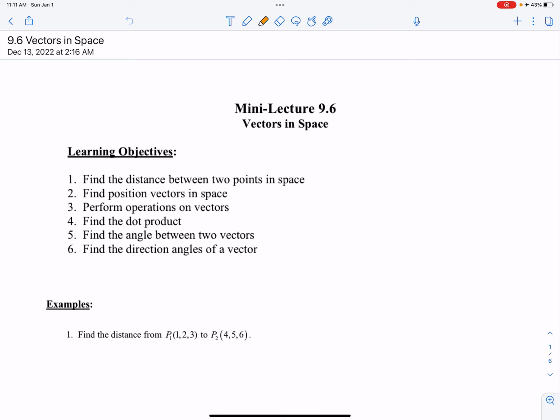Welcome to 9.6, Vectors in Space. Our objectives are to find the distance between 2 points in space, find position vectors in space, perform operations on vectors, find the dot product, find the angle between two vectors, and find the direction angles of a vector. So we might be doing more review of these things, but it's because it's an important concept.